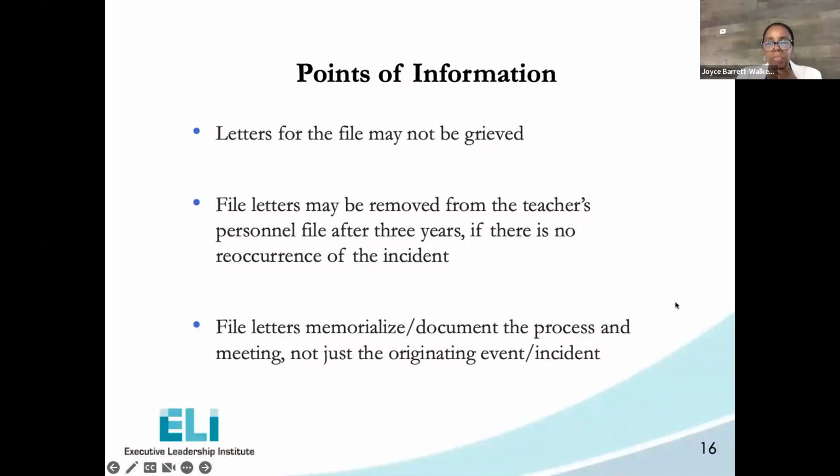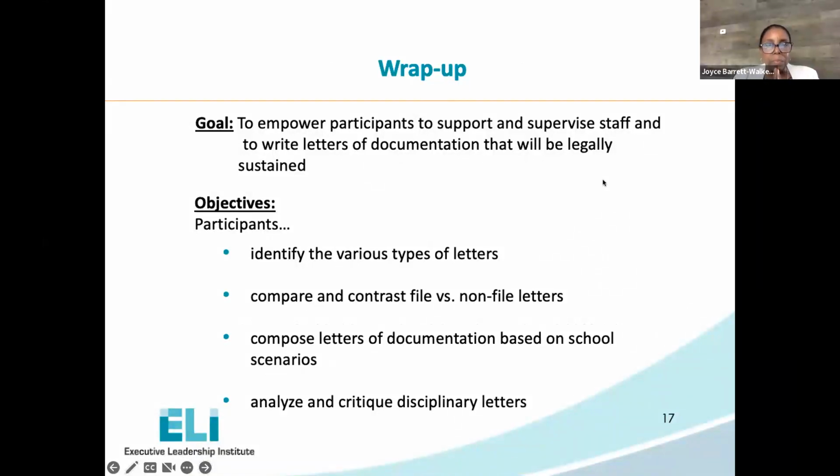I think we all got good at Zoom after COVID. And just recapping, our goal was to empower everyone here to support and supervise staff to write letters of documentation that will be legally sustained. I hope within this short period of time that was accomplished, to identify the various types of letters, which we covered, compare and contrast file versus non-file letters, and basically to analyze. During a 90-minute workshop, Eli does provide a scenario where you have to compose a documentation and critique, but in this short version of it, we're not able to do that. Really just want to give you the facts, what you need to move forward and the resources. And I hope that was helpful.